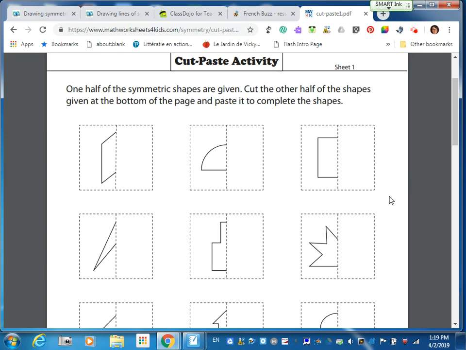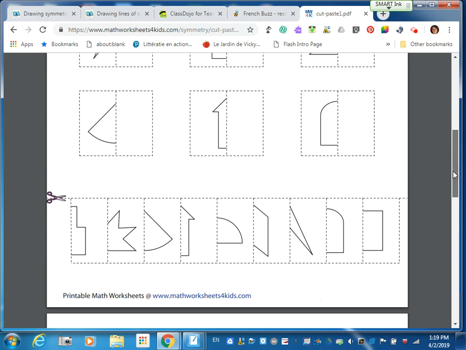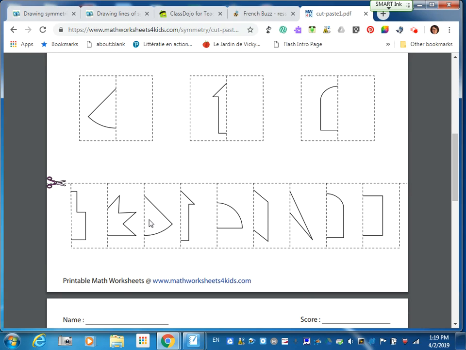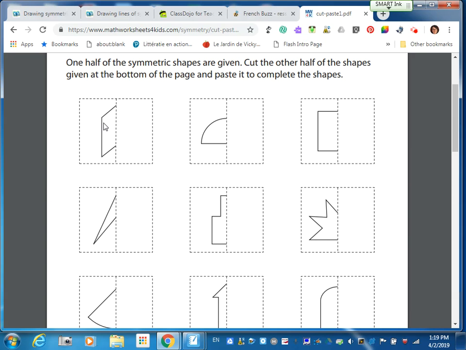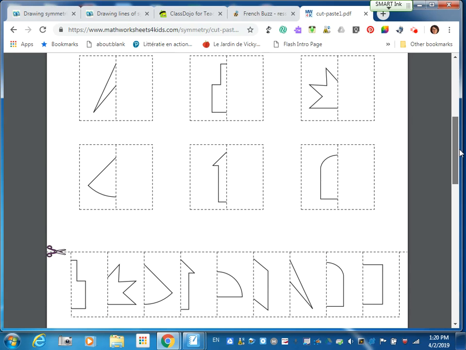So I'm sending home a few sheets that practice this idea of symmetry. And on this page, we have a cut and paste activity. If you see here at the bottom, you've got pieces of a missing shape. What the student is expected to do is to cut and paste the other half that is identical to the one that's here above. So if you notice this one over here, if we look down below, there should be a mirror image of that shape.